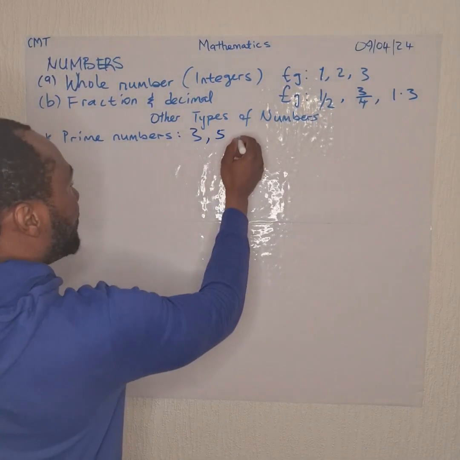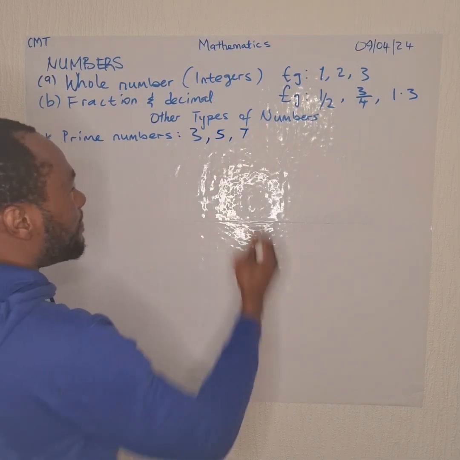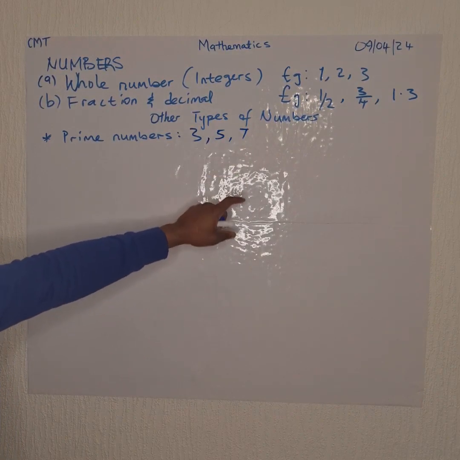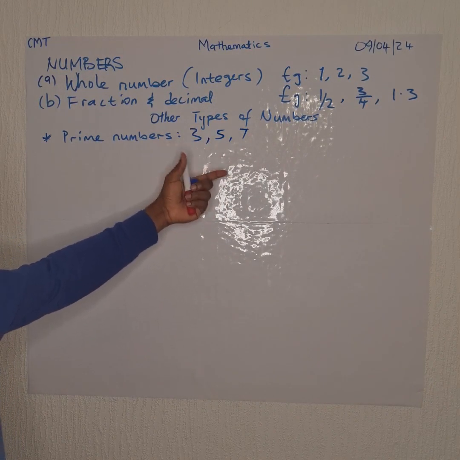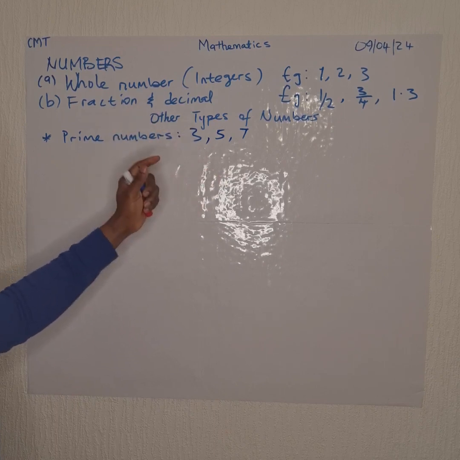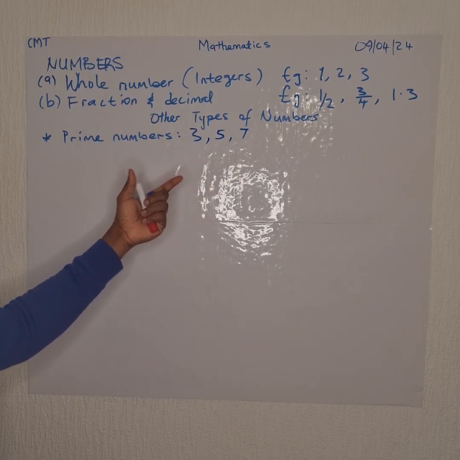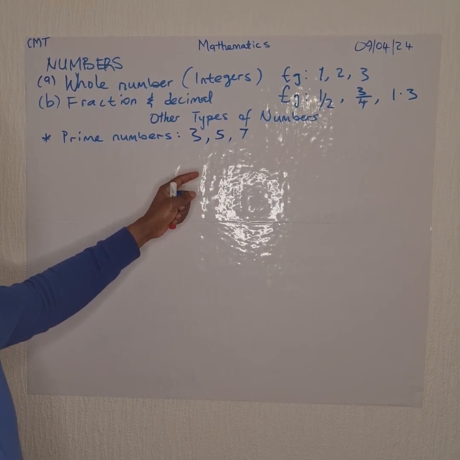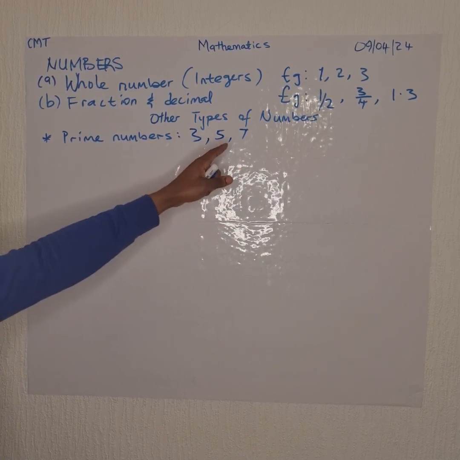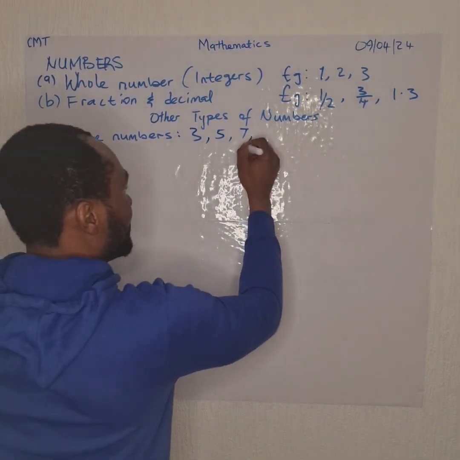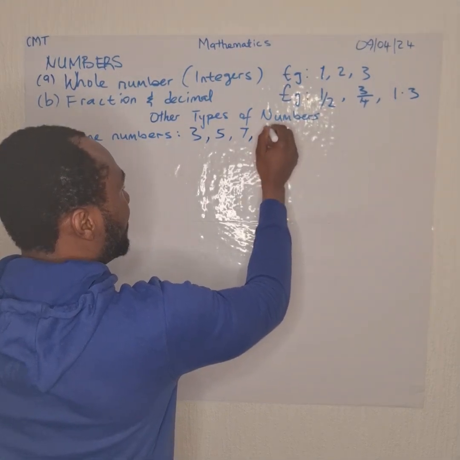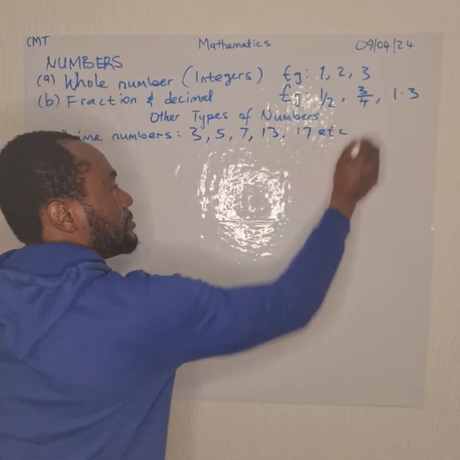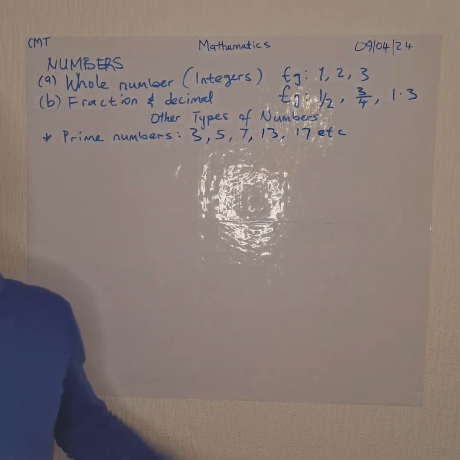Other examples are 5, 7. I'm not saying that all odd numbers are prime numbers, but it has to fall into these three categories. Is it greater than 1? Is it divisible by any other number except itself or 1? Or are there numbers that can multiply itself apart from 1 and itself and give us that particular number? We have 13, 17, etc. That is prime numbers.